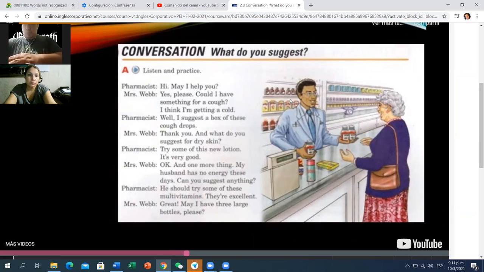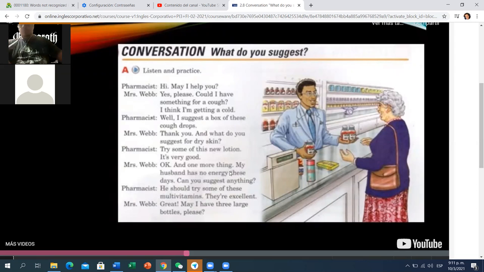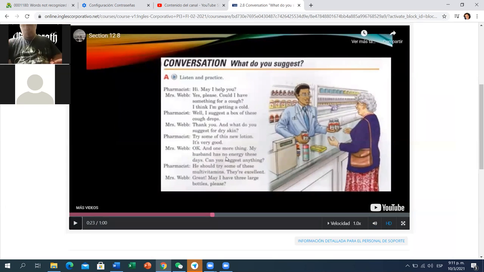Could you please read? Ya se lo estamos diciendo. Read the phrase of could. Could I have something for a cough? May. Okay, excellent. May, could, excellent. What else? Can you suggest anything? Could, and the other one is can. Yes, excellent. Very good. Okay, and the other one is should. Pay attention: may, could, should, and can. Okay, now let's continue with the next.